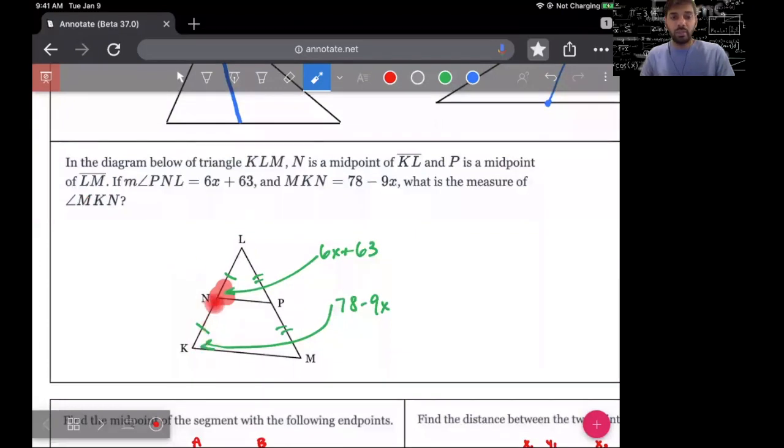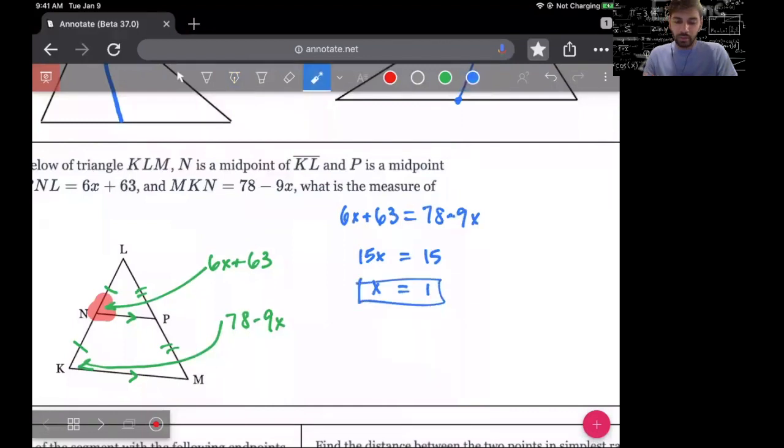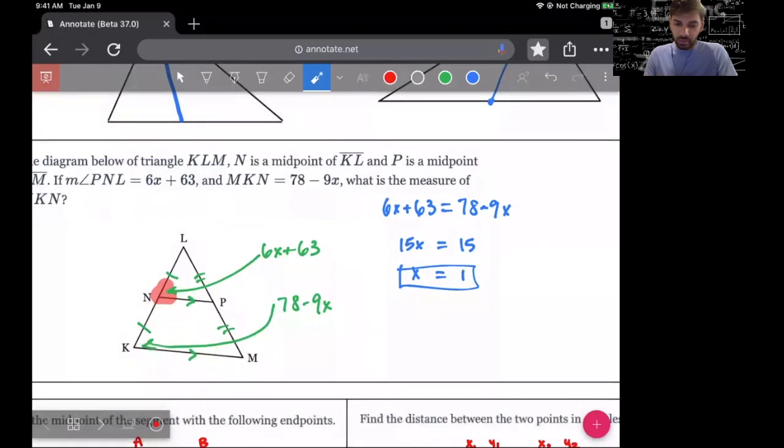So one thing to note about a mid-segment is that it forms something similar to what we've seen before. These are parallel lines. NP and KM are parallel to each other because NP is a mid-segment. So that gives me congruent corresponding angles. So these two have to be equal to each other. So now what I'm going to do is set up an equation. x is equal to 1, but I need to figure out what's the measure of angle MKN. So I just put a 1 back into here. So 78 minus 9 times x, or 78 minus 9 times 1. So this equals 69 degrees. And that's the measure of angle MKN.